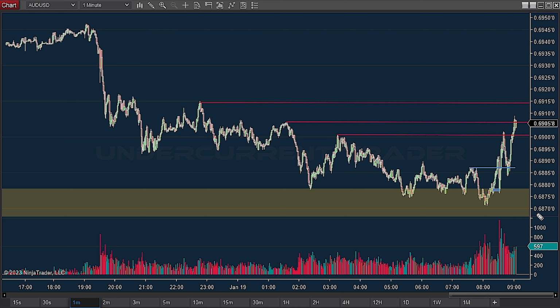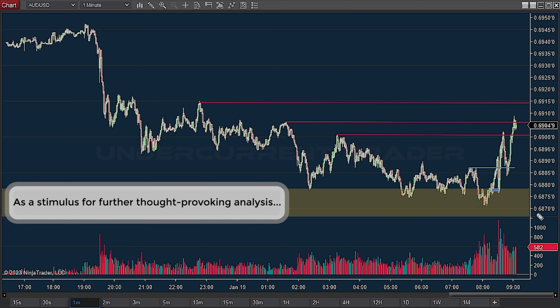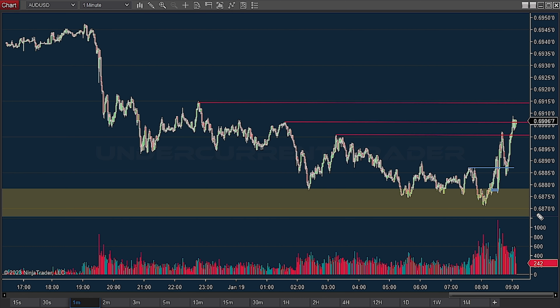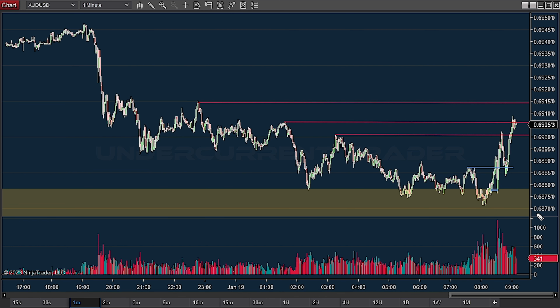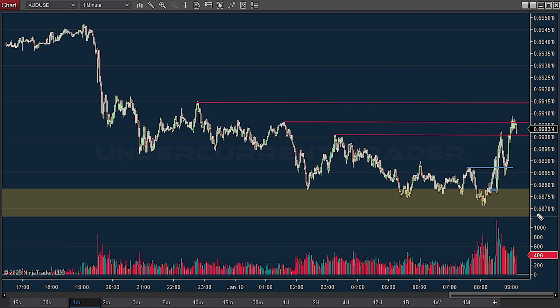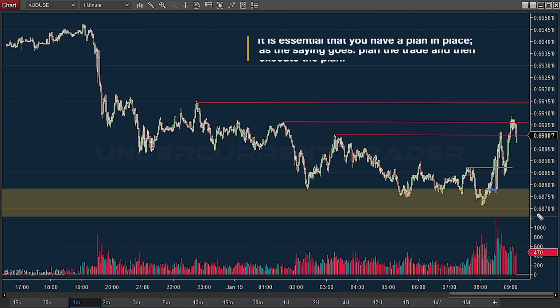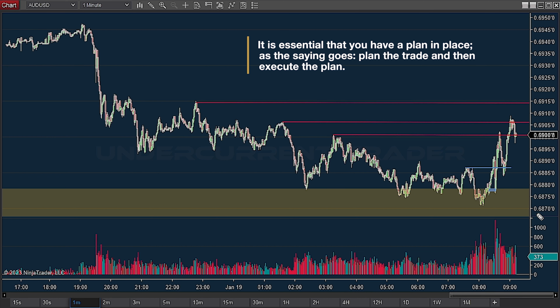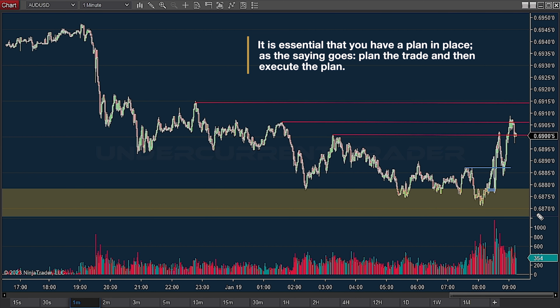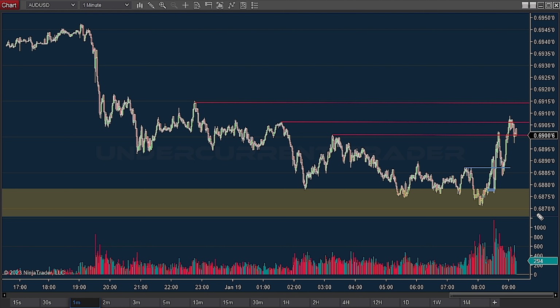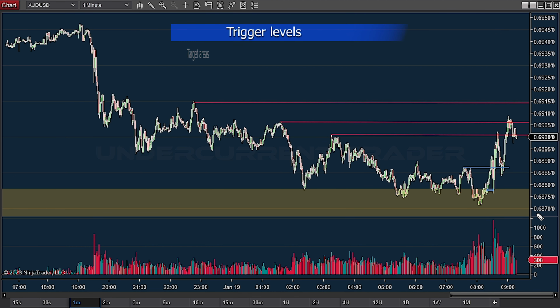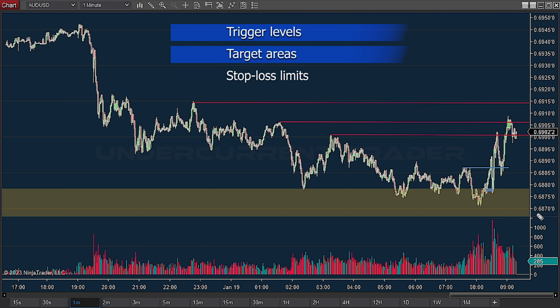Viewing these charts should serve, I think, as a stimulus for further thought-provoking analysis, which obviously leads to informed choices on trading opportunities going forward. Prior to initiating a trade, it is essential that you have a plan in place. As the saying goes, plan the trade and then execute the plan. This includes setting up parameters such as trigger levels, intentions of target areas, and stop-loss limits.